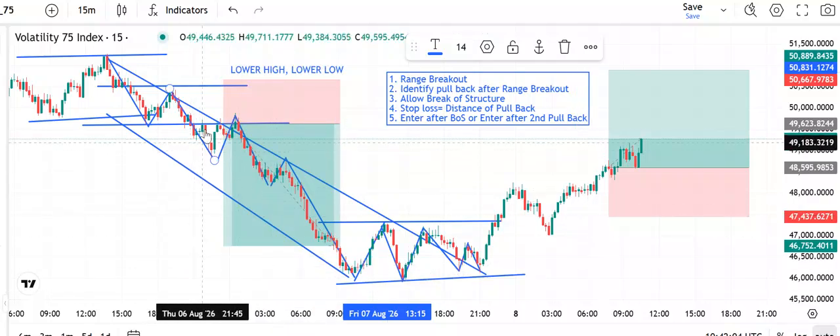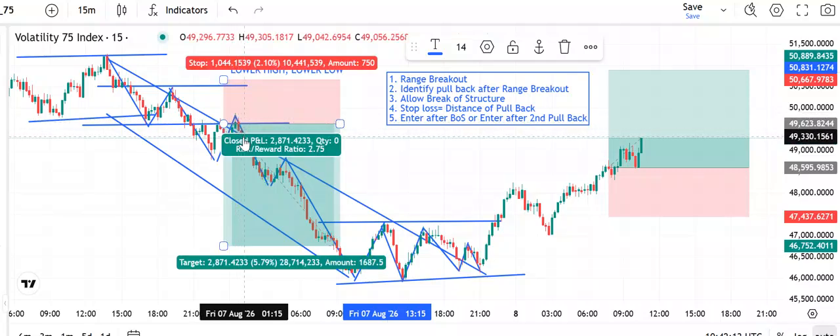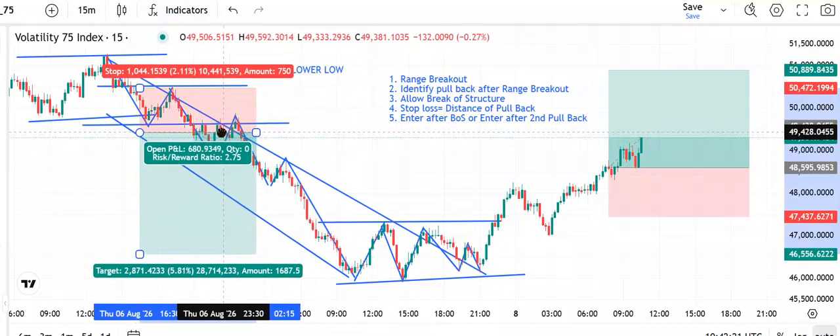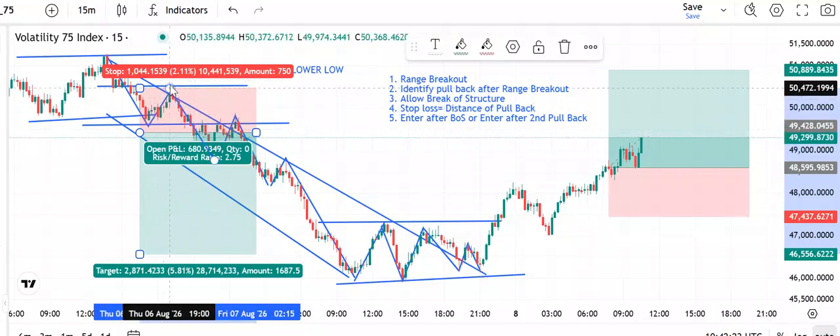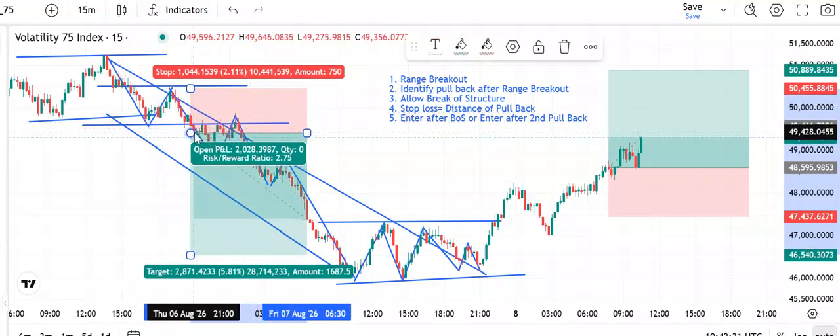So we have a break of structure here. You can enter here, or you can enter after this. There's a second pullback here, and price continues to sell. You can enter after this second pullback. What am I saying? Your entry could be this, the break of structure. You have the first pullback after the range breakout. This is the range breakout, first pullback. You can enter here. Okay, the entry can be here after a clear break of structure.